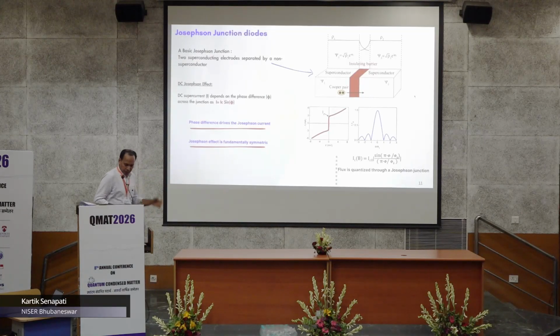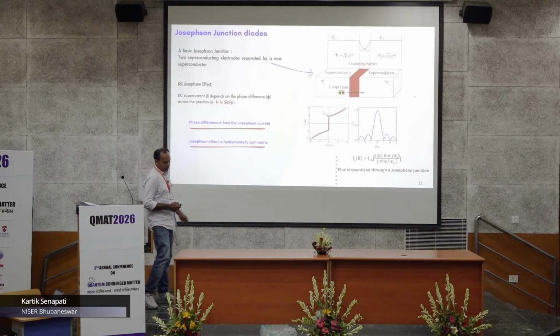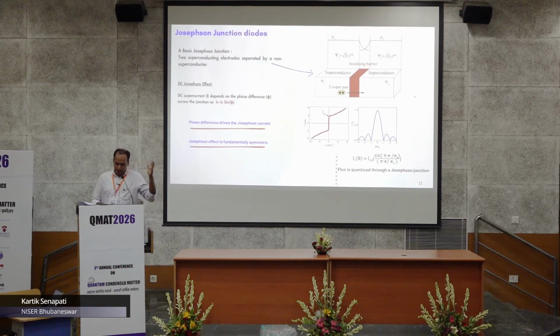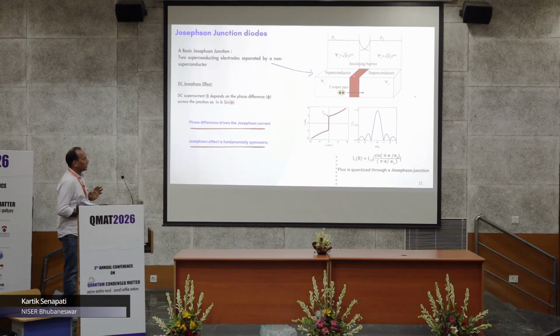Now, those are all in the superconducting track. Now coming to a superconducting junction like a Josephson junction. What is the junction? Very briefly, you take two superconductors and put something in between which is non-superconducting.